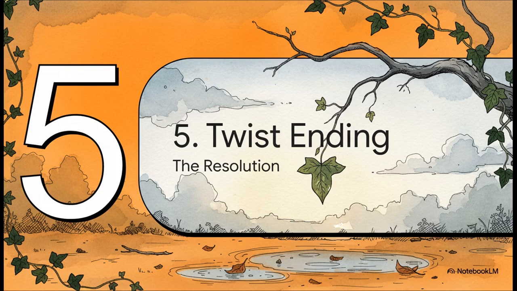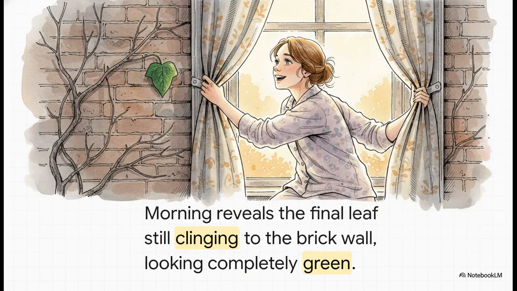Which brings us to Section 5, the twist ending and our resolution. Sue pulls open the curtains and she literally gasps in shock. Defying all logic and that completely fierce storm, the single leaf is still there. It is stubbornly clinging to the creeper on the brick wall. And even more surprising, it actually looks quite green and healthy. It survived a terrible night of wind and rain. And then, amazingly enough, it survives another whole day and another stormy night.